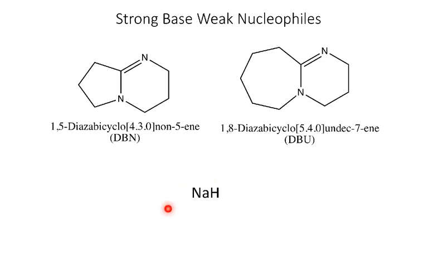Another example of a strong base and a weak nucleophile is NaH. This is an example of a hydride. And so this hydrogen actually has a negative charge where the sodium has a positive charge, and so its negative charge makes it a base, but because hydrogen is so tiny, it doesn't make a strong nucleophile.